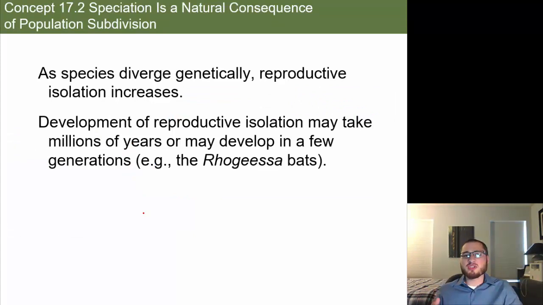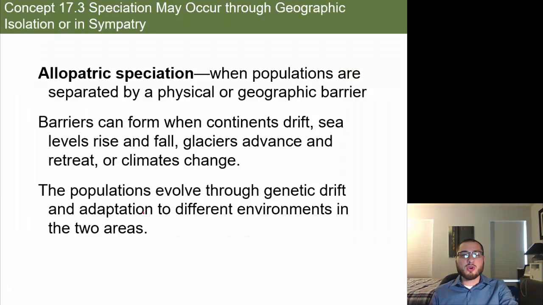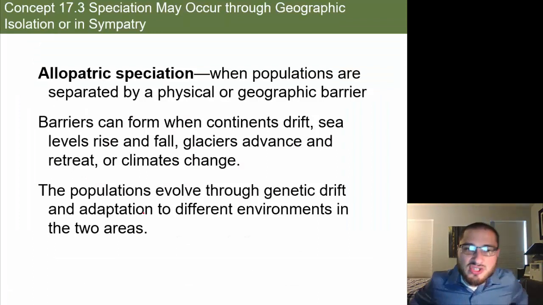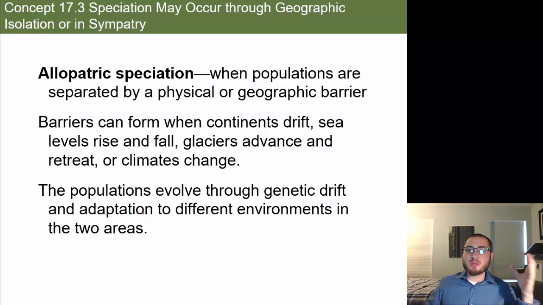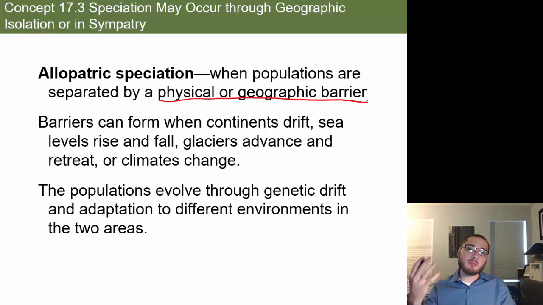As they diverge genetically, reproductive isolation is going to increase. As their genetics change drastically, that's going to increase the chances of not being able to successfully reproduce or interbreed. So development of reproductive isolation may take millions of years, or it may develop in a very few generations, like we see in this Rogisa bat example that is talked about sometimes. There are two different types of speciation that we like to talk about. You have allopatric speciation, when populations are separated by a physical or geographic barrier. And that's usually the easiest for students to wrap their minds around.